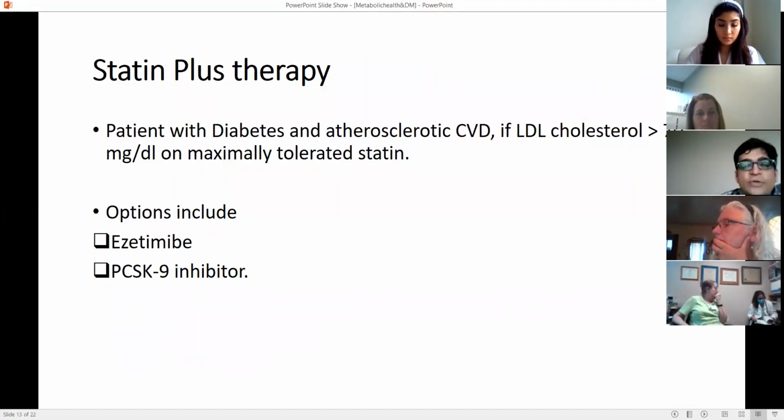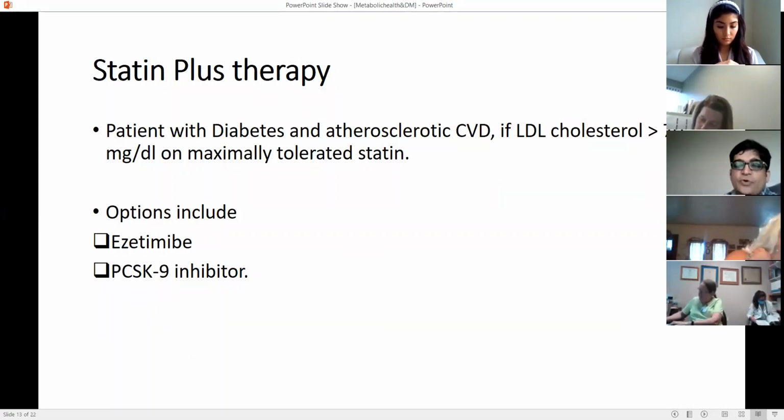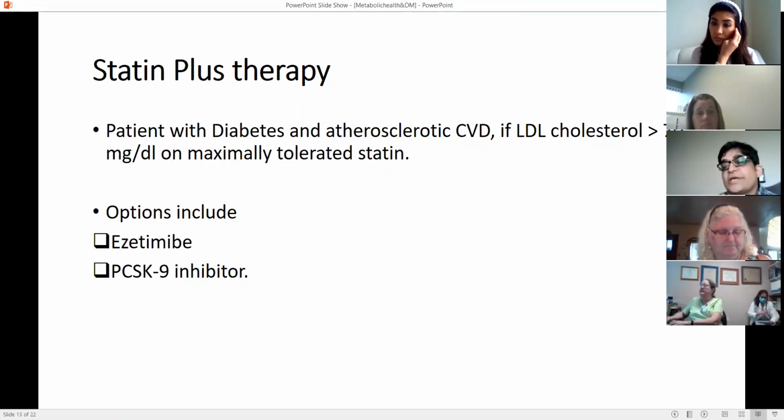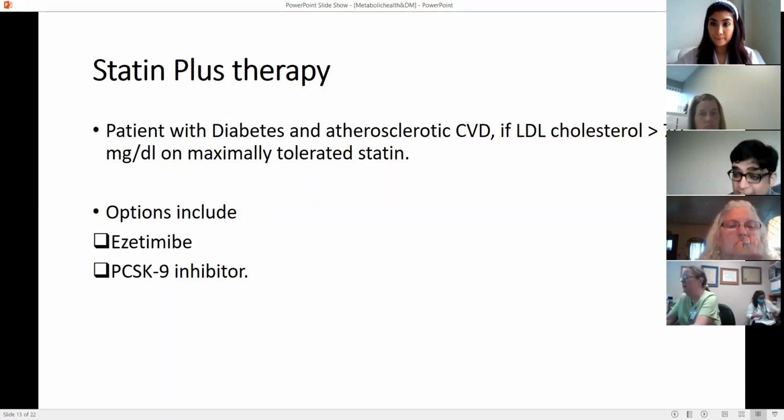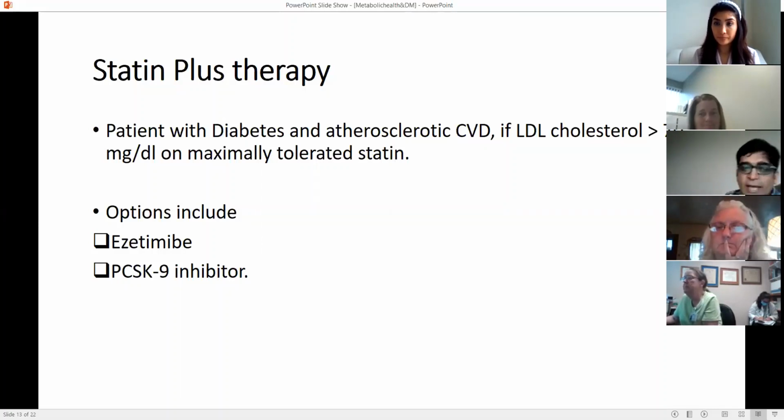Okay, so when should we use the statin plus therapy, meaning add something to the statins? If you have a patient who has diabetes plus atherosclerotic disease, already had a heart attack, and their LDL cholesterol is greater than 100 consistently, they are on a maximum dose of a statin. So they are on full dose of atorvastatin, they are taking it, and you know that they're taking it because the patient is a reliable patient. Then, if their LDL cholesterol is still high, you can add something to it. The options include Zetia, which is ezetimibe, and the PCSK9 inhibitors.